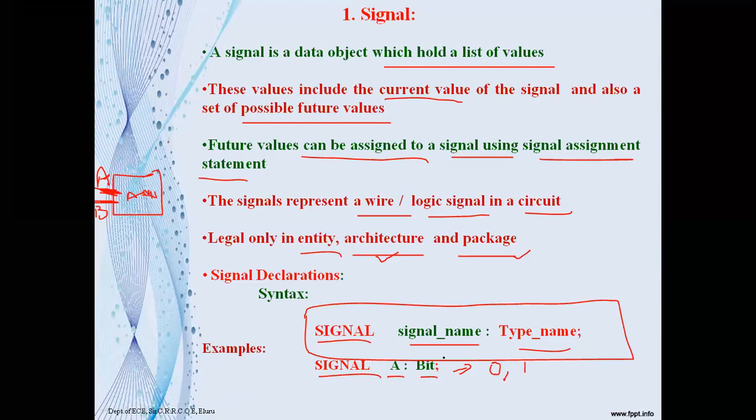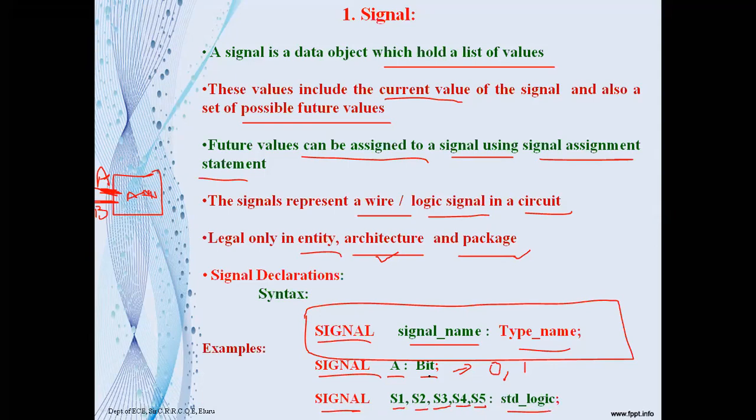Okay, and take the second example. So now see this here, signals. Signal 1, signal 2, signal 3, signal 4, signal 5, and these are all separated with commas. And here the type of the signal is standard logic.